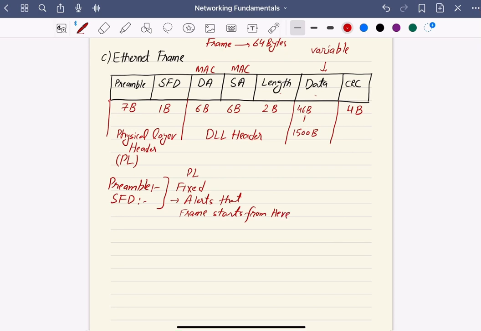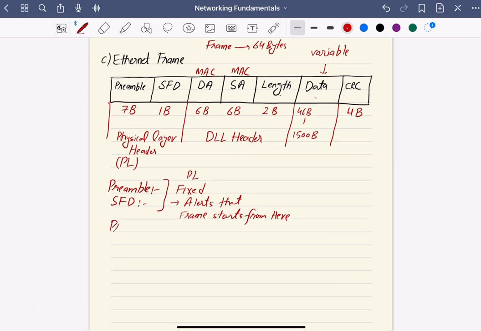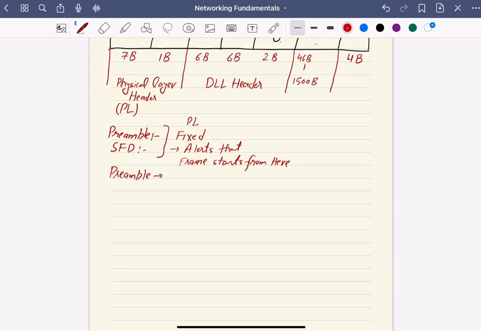Okay. And how does the preamble look? As I mentioned earlier, the preamble is 7 bytes. It means 56 bits, because 7 multiplied by 8 is 56 bits. And it will look like 10 10 10 10 all the way, this pattern.